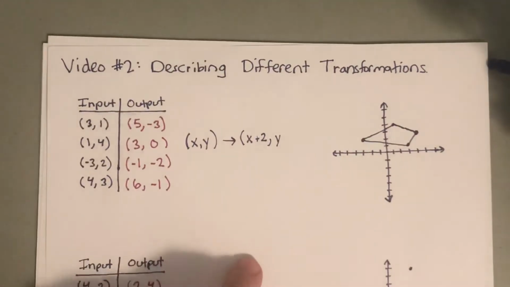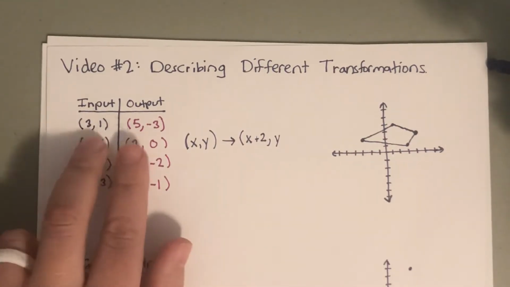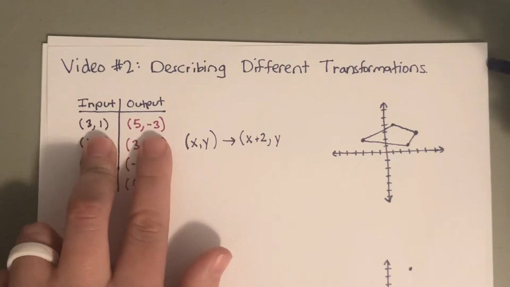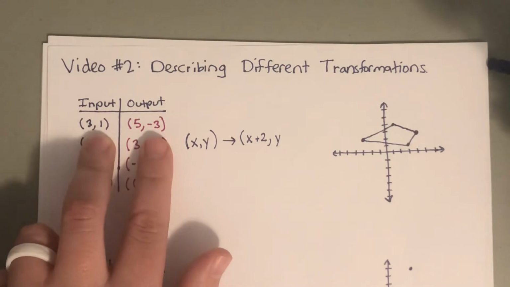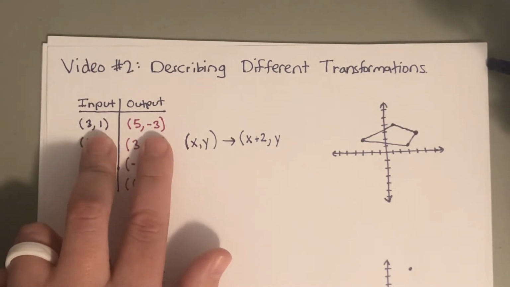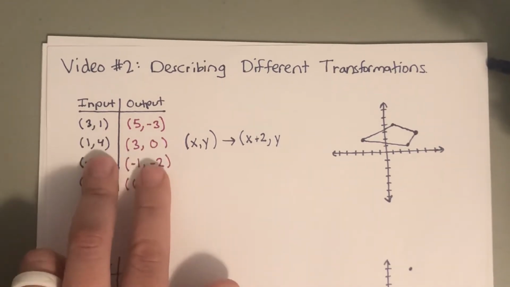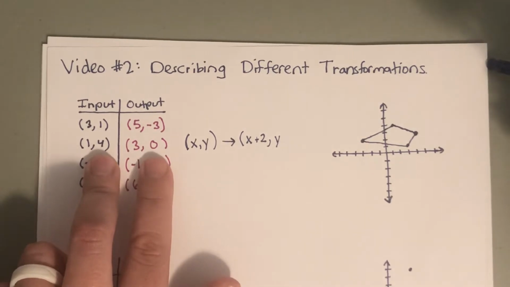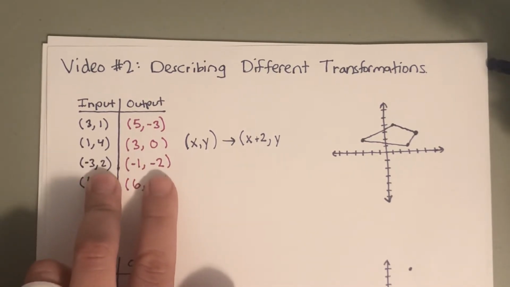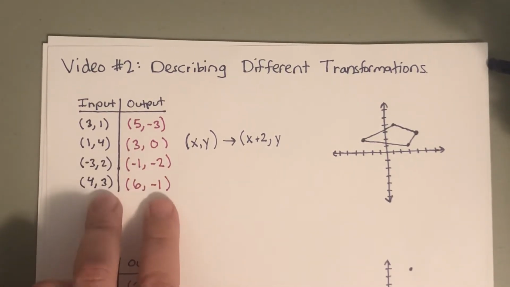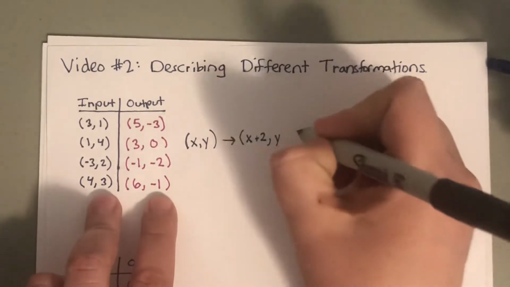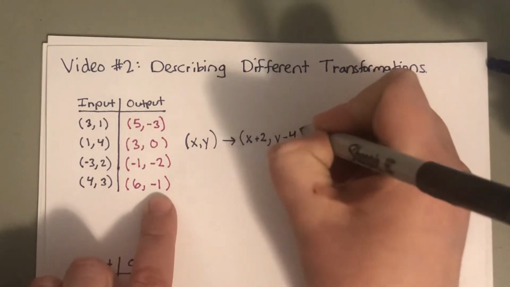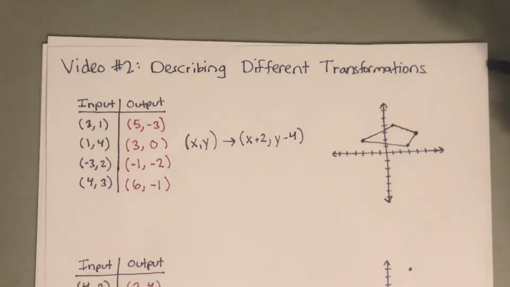Then, to figure out what's happening to the y-coordinate, we look at each of the y's to see how you're getting from the original to the image. So 1 to -3, you would have to subtract 4. 4 to 0 is subtracting 4. 2, and then subtract 4, you get -2. 3, subtract 4, you get -1. So that is happening there.